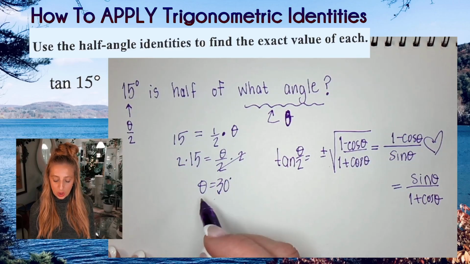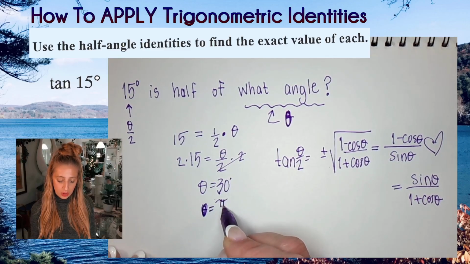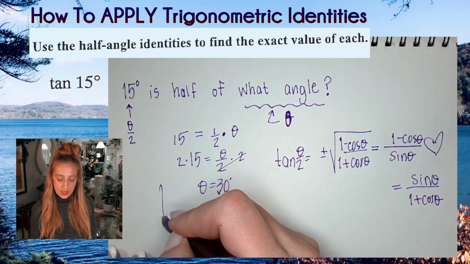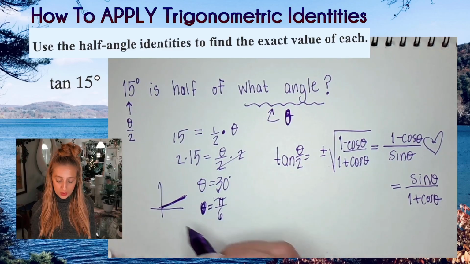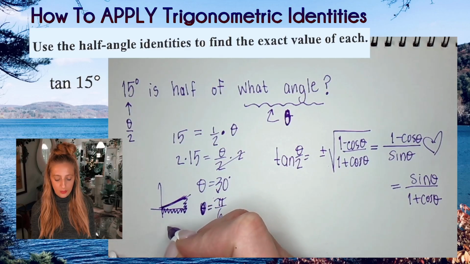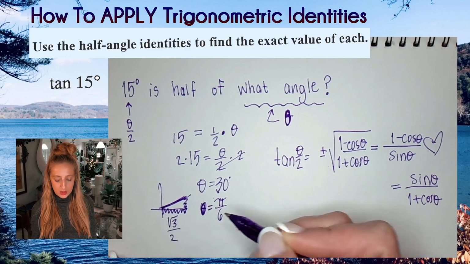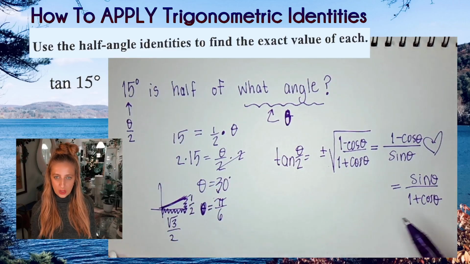I know I'm using 30 degrees. Maybe some of you are at this point better at radians, so don't forget 30 degrees is also pi over 6, and it's this angle right over here on the unit circle, the one that's closest to the x-axis. You're going over a lot, you're going up a little. Cosine is root 3 over 2, and sine is 1/2. So let's go for it.